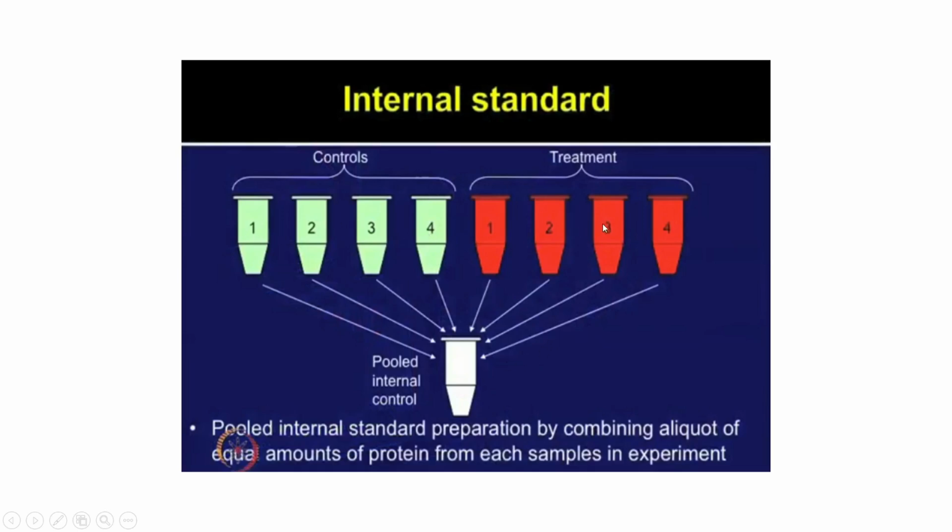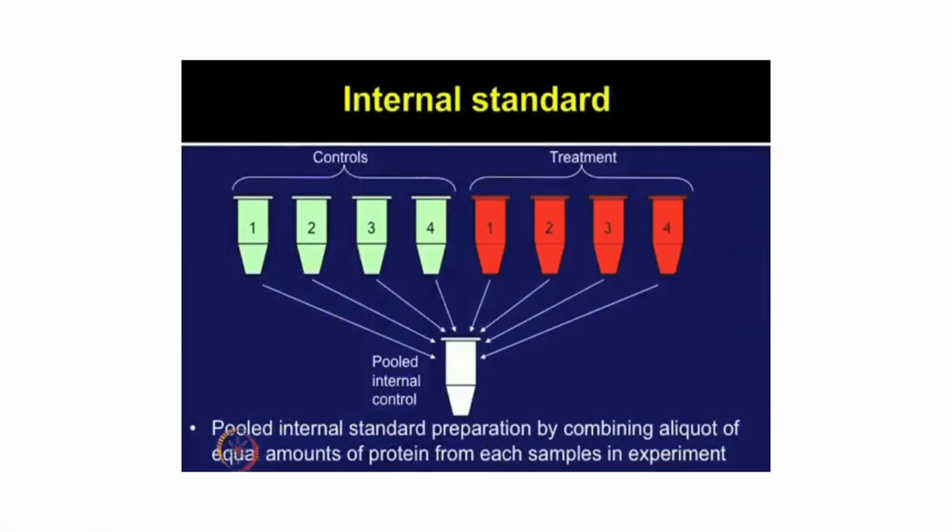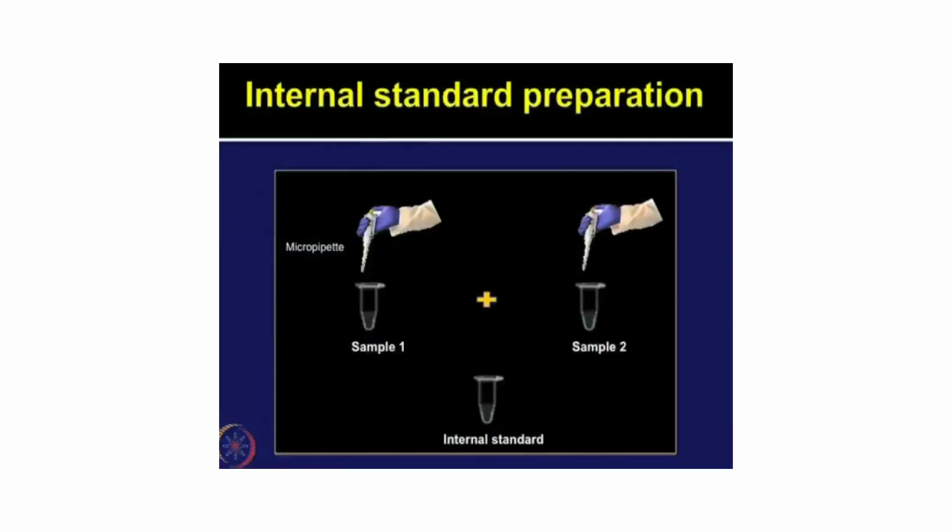So there is a control group, there is a treatment group, and all those are pooled together, which is called the internal standard. This internal standard will help you reduce gel-to-gel variation, and gel-to-gel matching and comparison become easier. Whatever is observed in this internal standard, only those specific proteins will be considered. If there is something observed which is not present in the internal standard, those specific proteins or spots are not considered in your analysis.